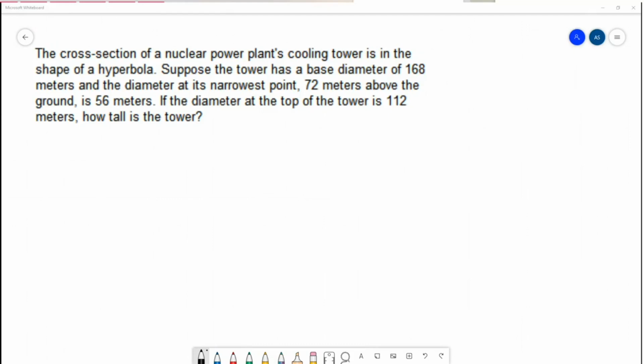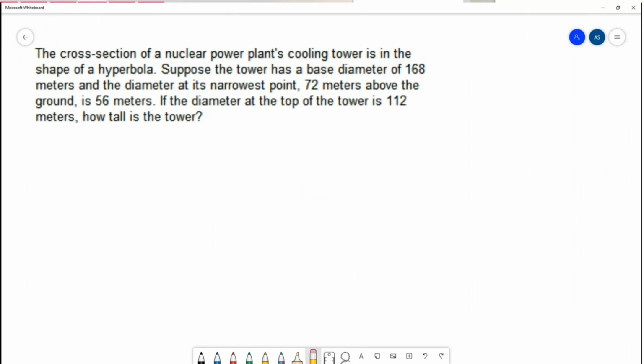So now we're going to try this application problem for hyperbolas. The cross-section of a nuclear power plant's cooling tower is in the shape of a hyperbola. Suppose that the tower has a base diameter of 168 meters and a diameter at its narrowest point of 72 meters above the ground is 56 meters. If the diameter at the top of the tower is 112 meters, how tall is the tower? So it's a little bit confusing at first.